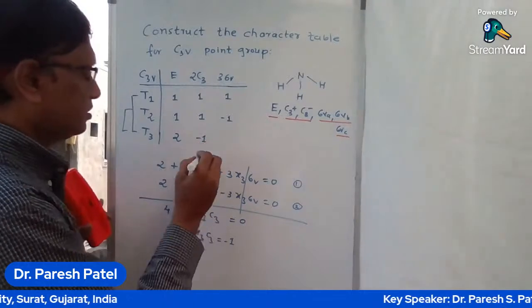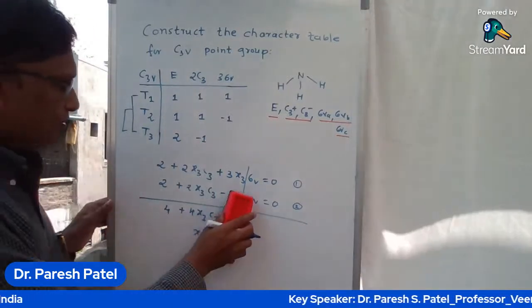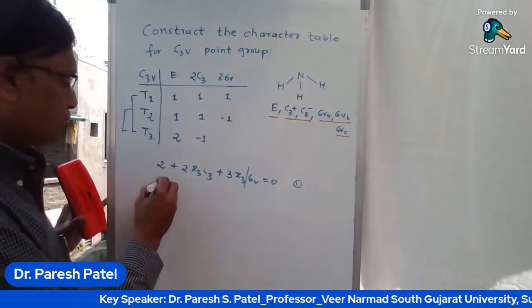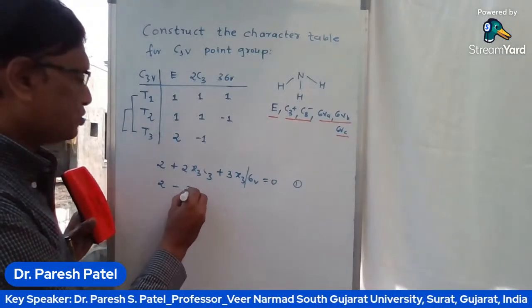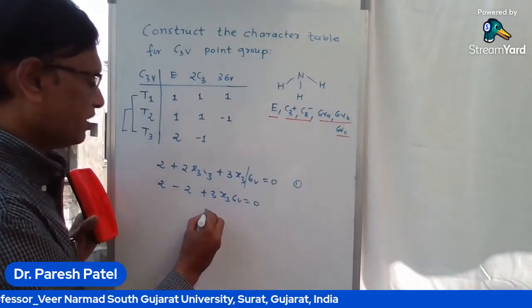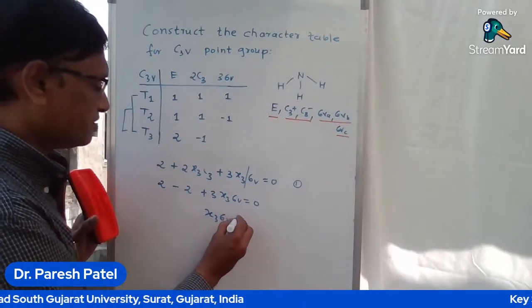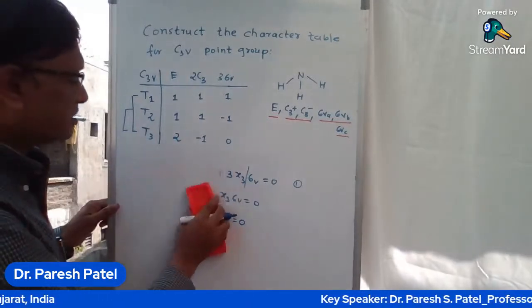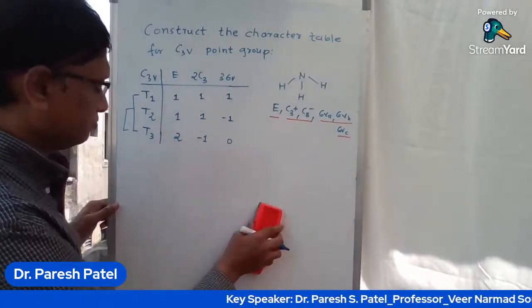Minus 1. Now to get the third one, if we substitute this value in the above equation, 2 minus 2 plus 3 character 3 sigma v is equal to 0. It means character 3 sigma v is equal to 0. So the third irreducible representation can be represented as 2, minus 1, 0.